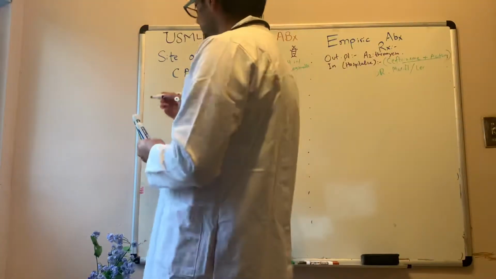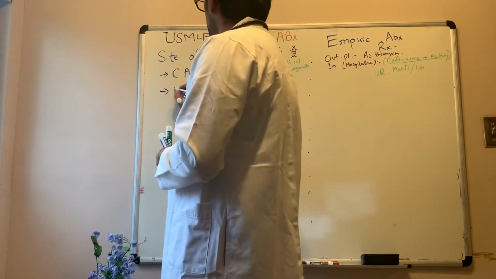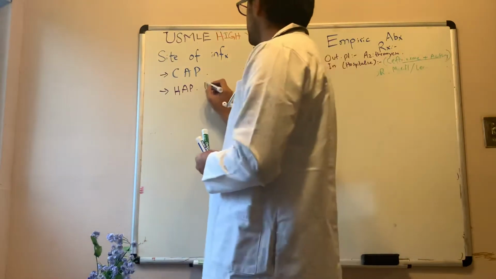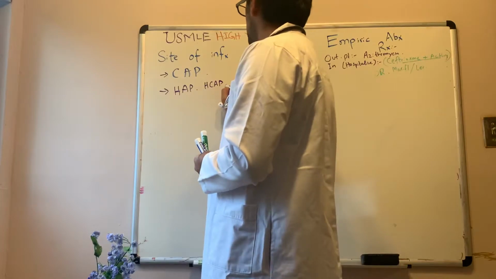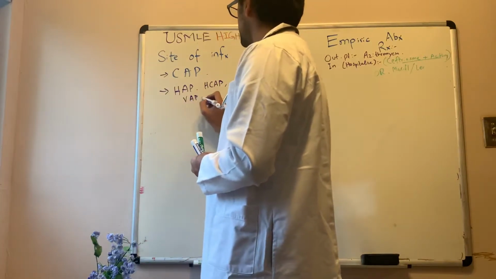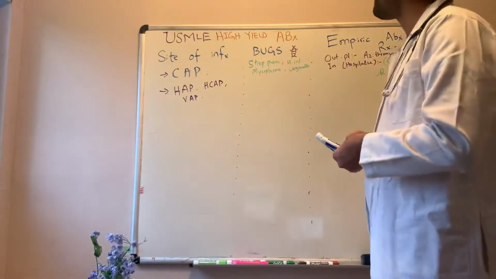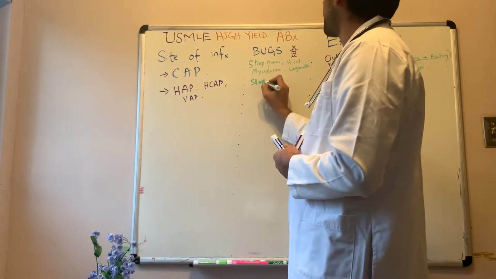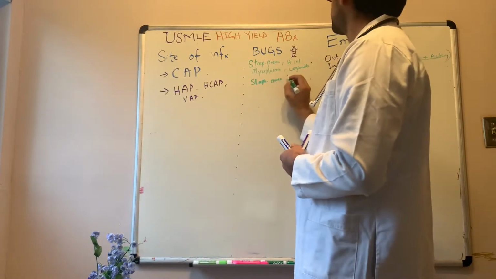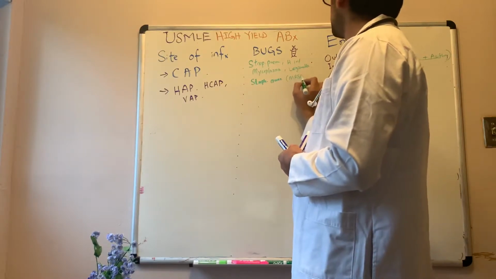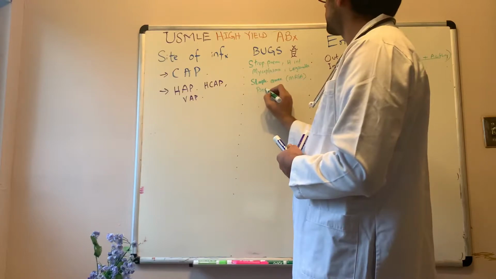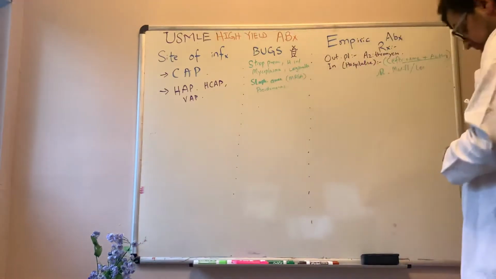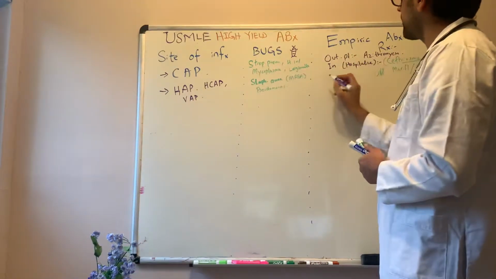Next we're gonna cover hospital acquired pneumonia, or healthcare associated pneumonia, or you can say ventilator associated pneumonia. What are the most common bugs? Think about it: hospitalized, so Staph aureus, which is MRSA, and Pseudomonas. So we're gonna cover these two bacteria by giving empiric antibiotic.